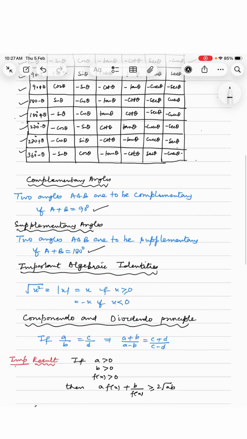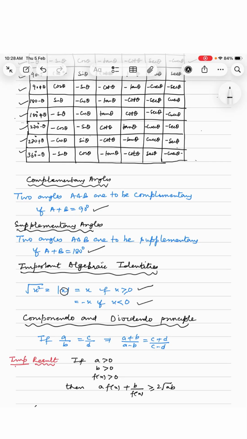Now after that, a very, very important algebraic identity is root of x square is equal to modulus of x. It is x if x is greater than or equal to 0. Remember, root x square directly we should never write x. We should always write it as mod x. And if you find that number inside the modulus is positive, it will be x. If number inside the modulus is negative, you should write minus x, so that root of x square should always be positive. Minus of negative number is always positive. Very, very important point.